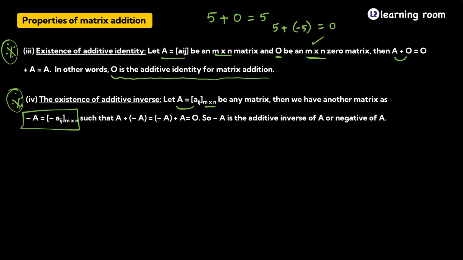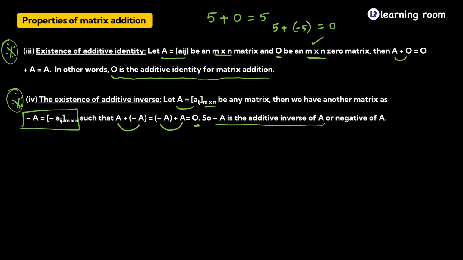so that when you add A to the negative of A, what will you get? You will get a null matrix, because these two are matrices. When you add two matrices, you will get a matrix. So matrix A is added to the negative of itself, or negative of A is added to itself, you're going to get a null matrix. Then this negative of A is also called the additive inverse of A.